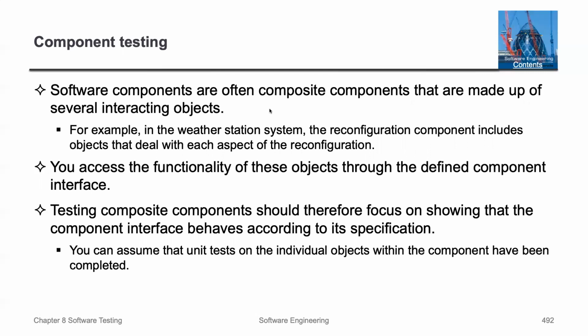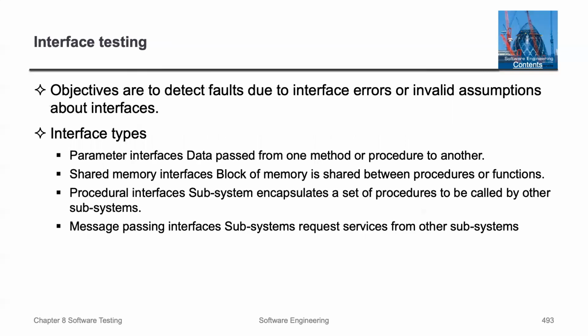For example, in the weather station system, the reconfiguration component includes objects that deal with each aspect of the reconfiguration. You access the functionality of these objects through the defined component interface. Testing composite components should therefore focus on showing that the component interface behaves according to its specification. You can assume that unit tests on the individual objects within the components have been completed. Interface testing is used to detect faults due to interface errors or invalid assumptions about interfaces.